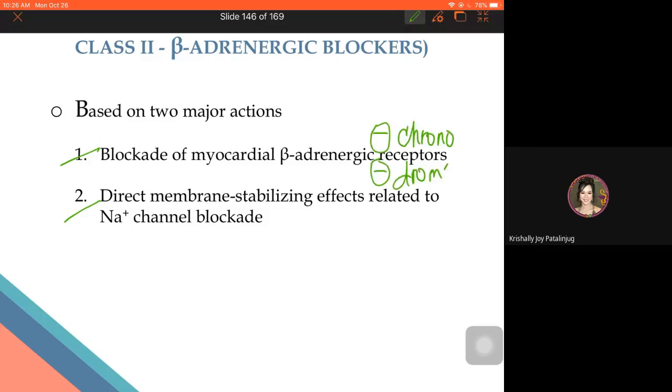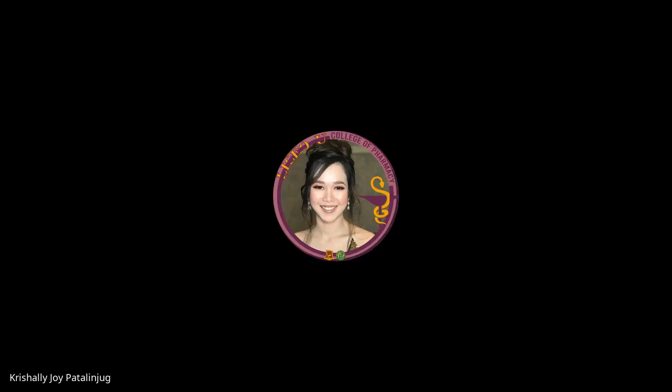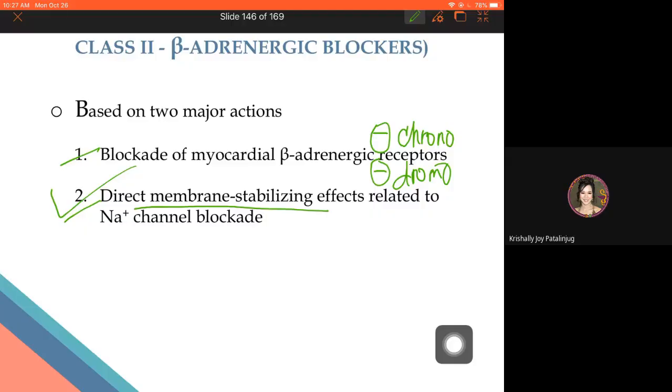negative dromotropy. And aside from that, another major action of beta blockers to be considered as class 2 antiarrhythmics, they should have direct membrane stabilizing effects related to sodium channel blockade. So, meron silang membrane stabilizing action. Not all beta blockers must be included in this classification, kasi hindi lahat ng beta blockers may membrane stabilizing action. So, selected beta blockers lang ang included in class 2 antiarrhythmic.